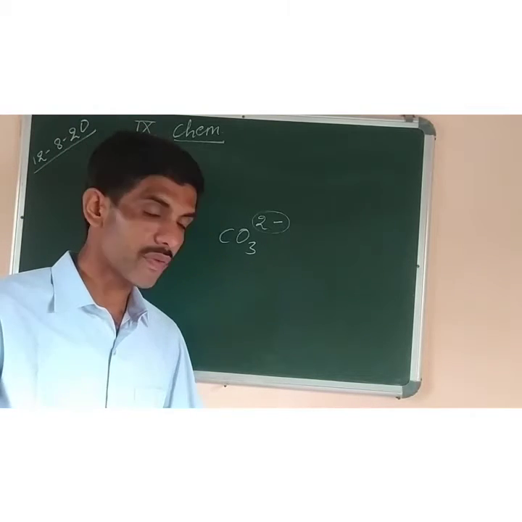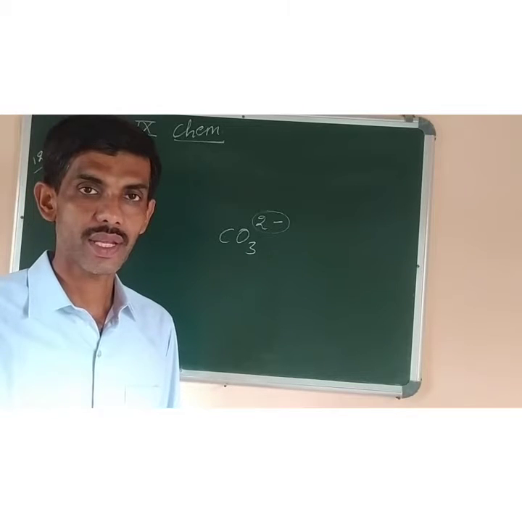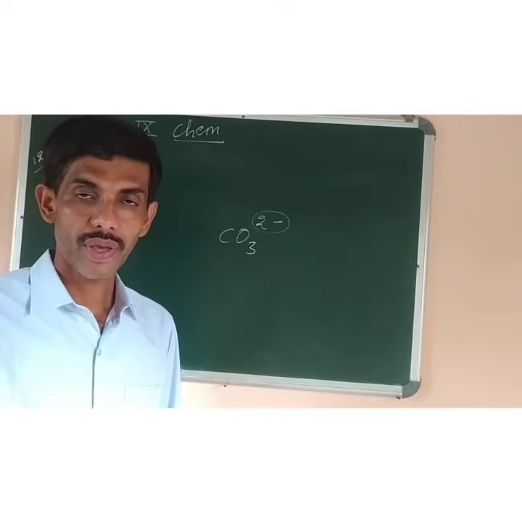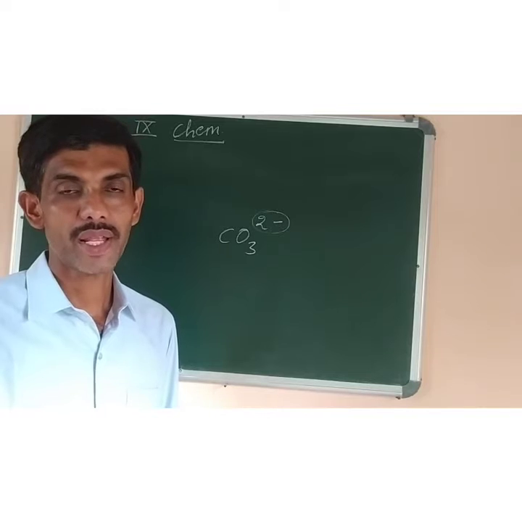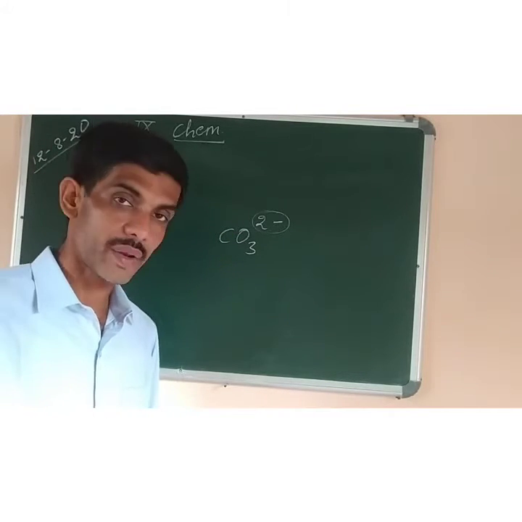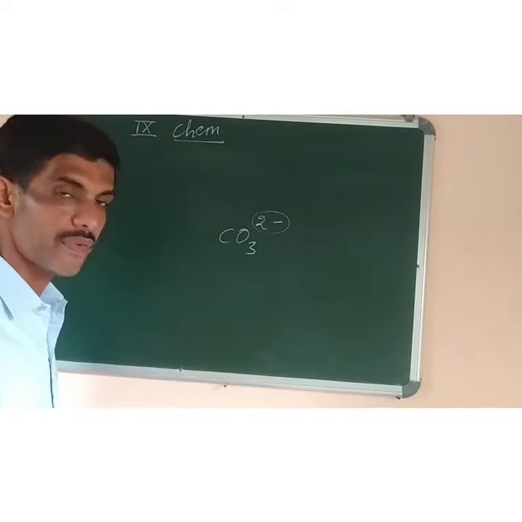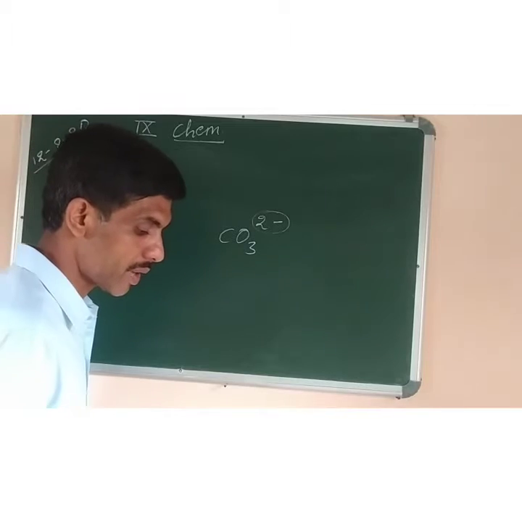Then we studied about variable valency, that is elements which show different types of valency, like iron has ferrous and ferric, 2 types of valencies, 2 also, 3 also. Mercury also has 1 valency and 2 valency also. Now determination of formula from valency. How to write the formula?